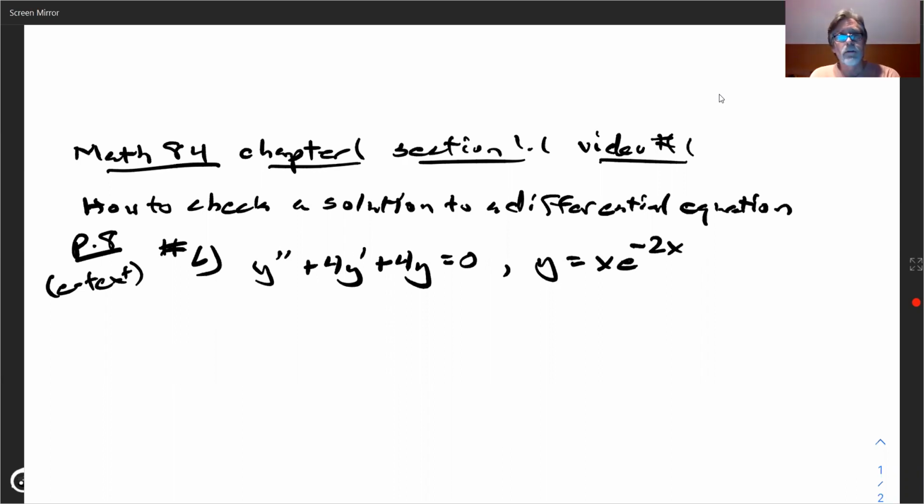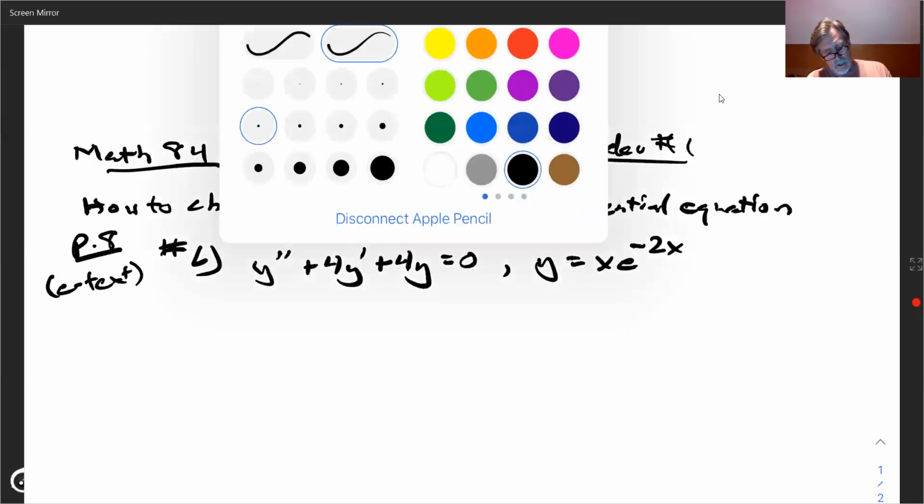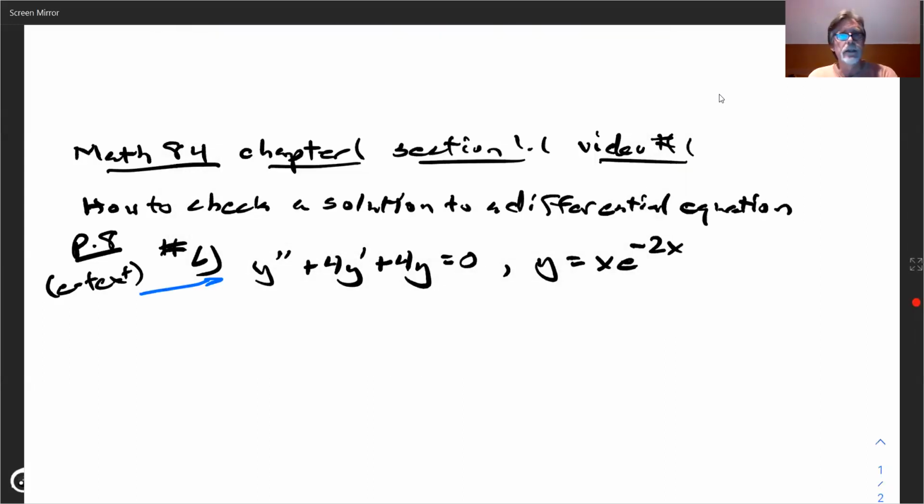And number 6 is showing us what they call a second order differential equation. The second order means I've got a second derivative there, okay? That's all, second order linear differential equation with constant coefficients, a lot of words to describe this type of problem. And the potential solution is over here. So the question is, is it really a solution? It has to fit that differential equation.